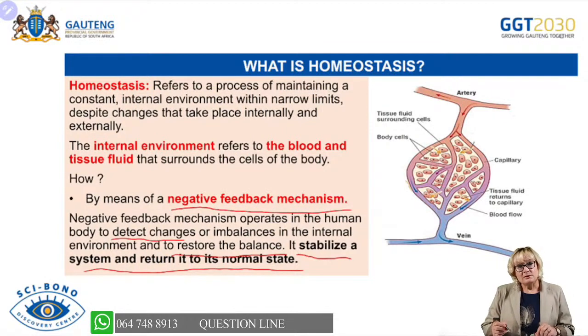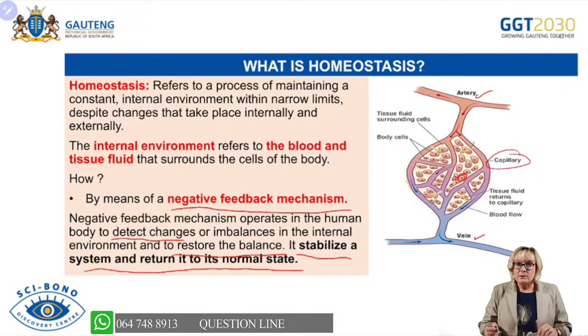Now, if we look at our diagram, remember, the blood will be found where? In your arteries and in your veins. And between an artery and a vein, we find the capillaries. As the blood moves through these vessels, it does leave the vessels and surround the cells in our body. And that is called tissue fluid. Now, it's very important for our bodies to have an internal environment that is stable so that it can function optimally.